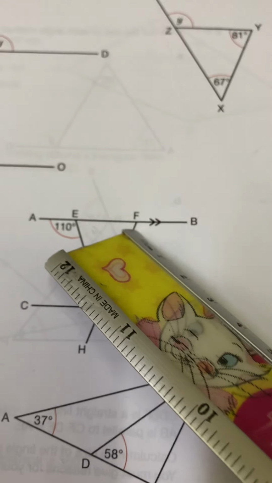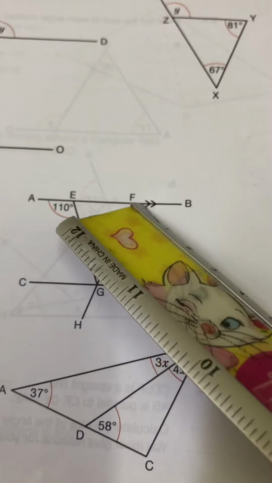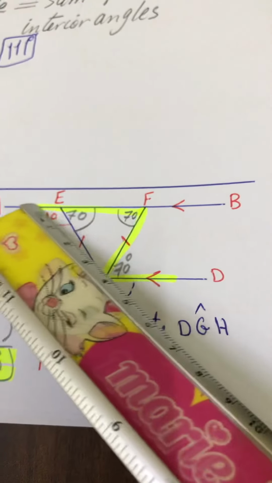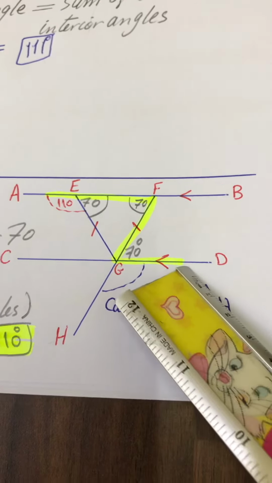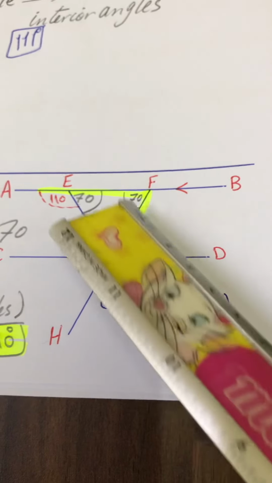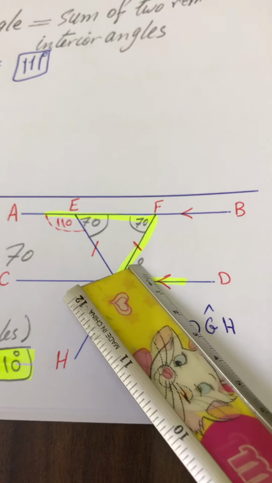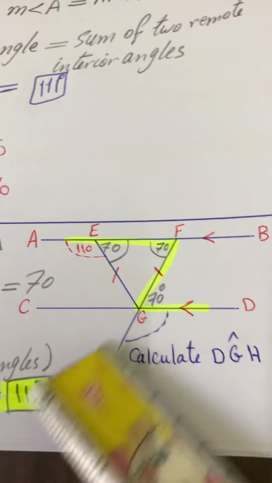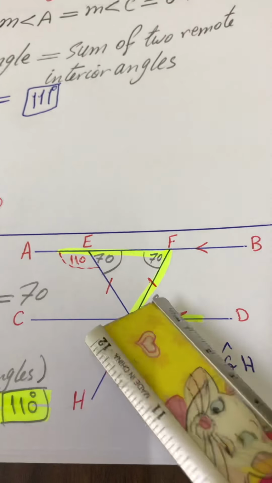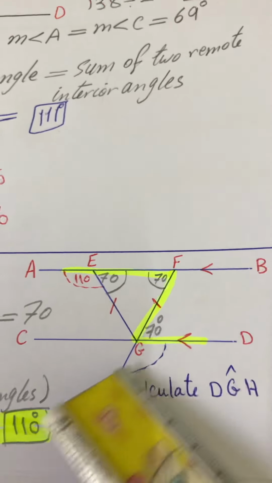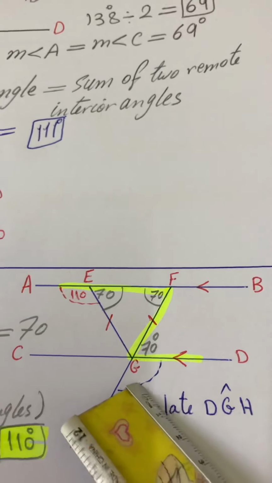Okay, so here, look, I have the letter Z. So here, like this, this 70 and this 70. This letter Z, I made a highlight over it. These two angles are alternate angles. So this is 70 and that one is 70. I solved the problem. To get the measure of DGH, I will subtract 70 from 180. So DGH equals 110.